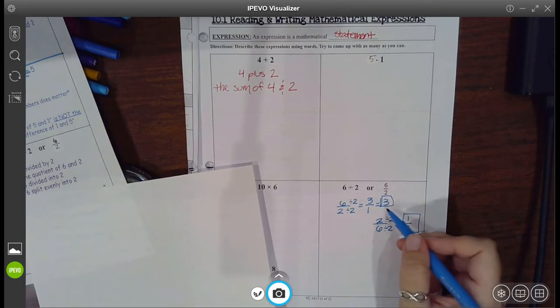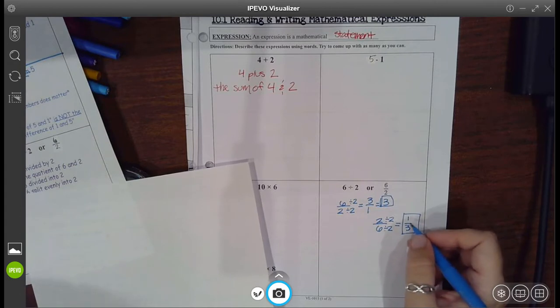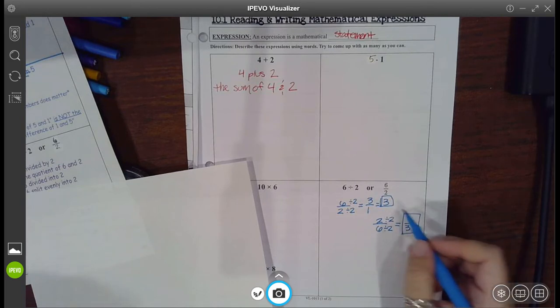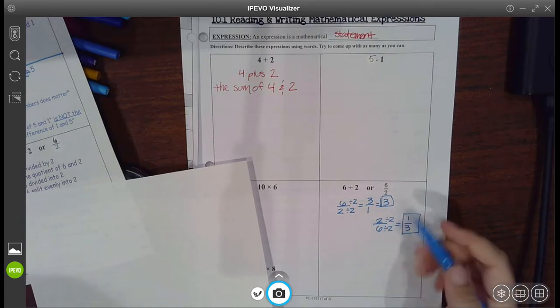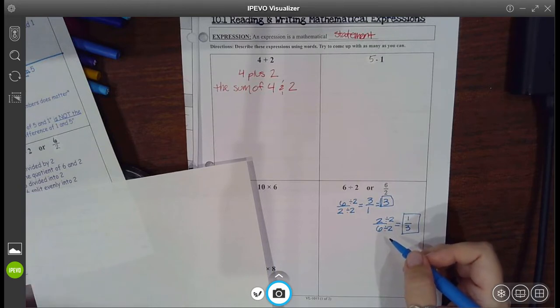Is 1/3 the same as 3? No. If I were to change this to a decimal, this is 0.3 repeating, or like 33 cents. And this is 3.0, or like $3. $3.33, very different. 3 and 1/3 is very different. So 6 over 2 is different than 2 over 6. So how we want them to write it is important.